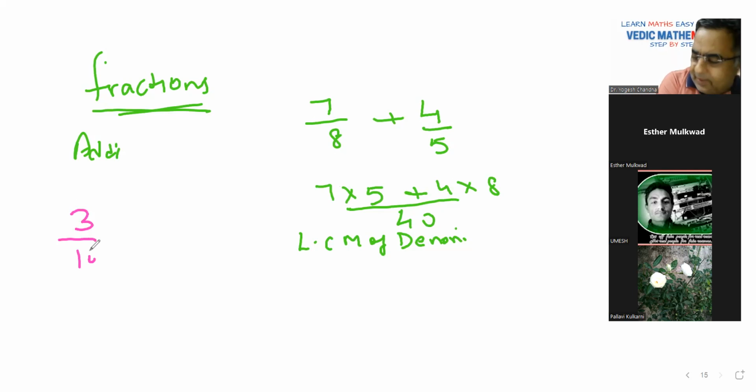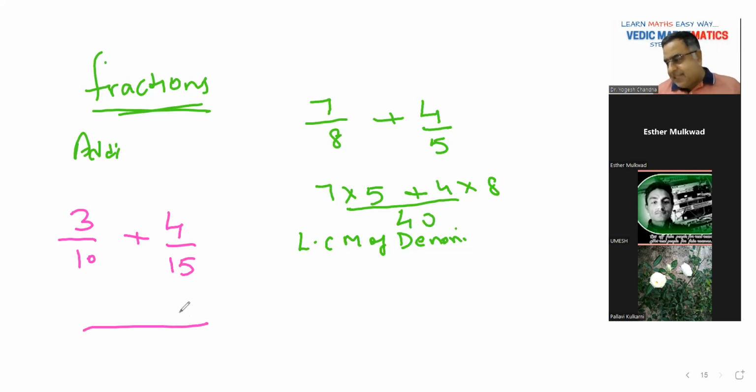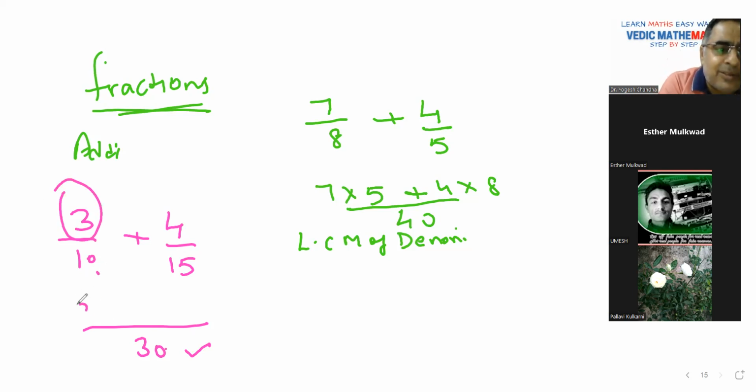3 by 10 plus 4 by 15. Now if you see here, while finding the LCM, it is 30. Right? It's not direct multiplication. So you have to again think. So first step you did LCM. Second step you divide this LCM with this denominator. So answer is 3. That 3 you multiply with this 3. So 3 into 3 plus 4 into 2. That means LCM of the denominator, first step you are finding.